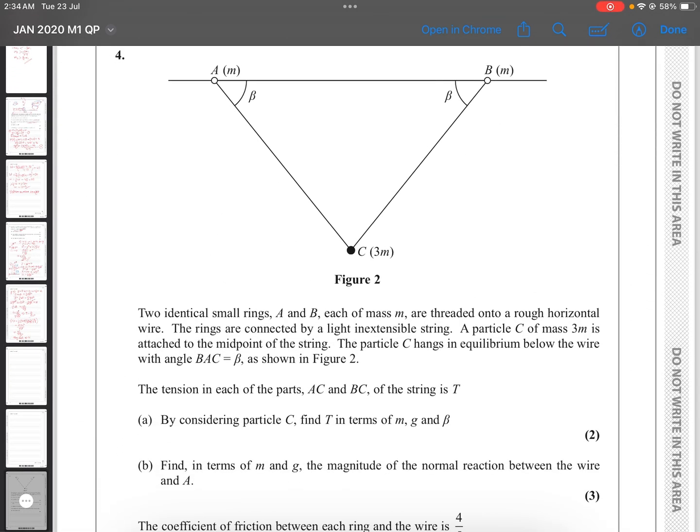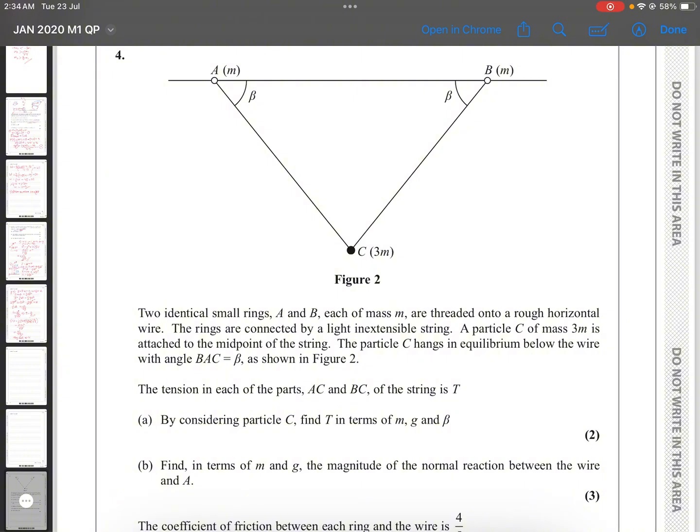Two identical small rings A and B, each of mass m, are threaded onto a rough horizontal wire. The rings are attached by a light inextensible string. A particle C of mass 3m is attached to the midpoint of the string. The particle C hangs in equilibrium below the wire with angle BAC beta as shown. The tension in each of the parts AC and BC of the string is T.